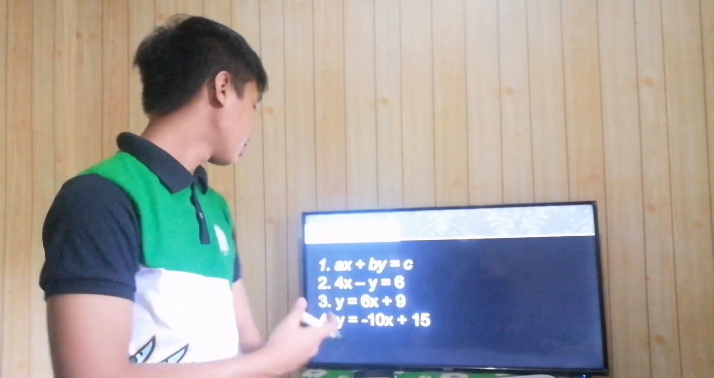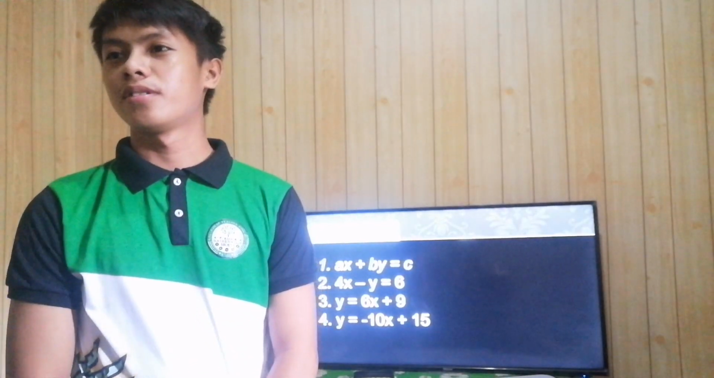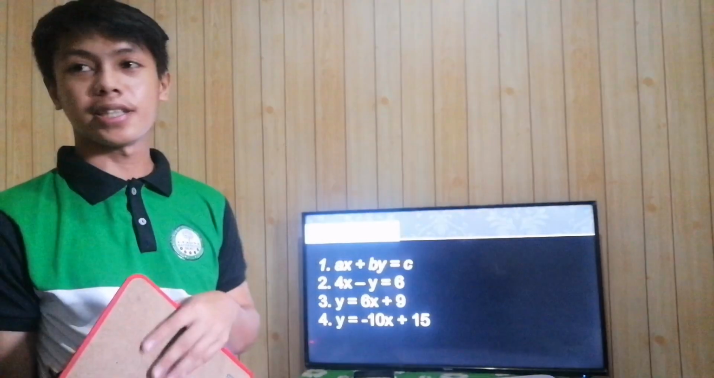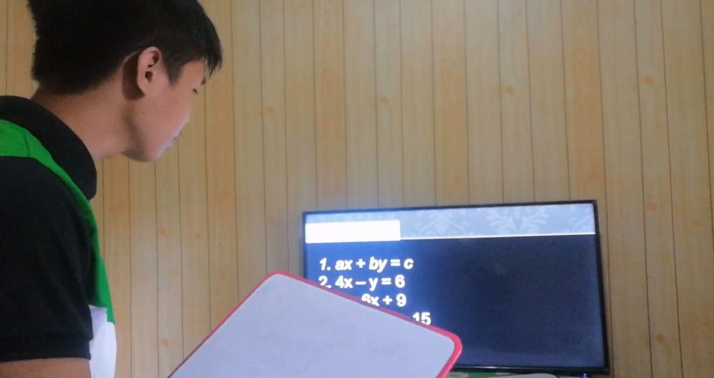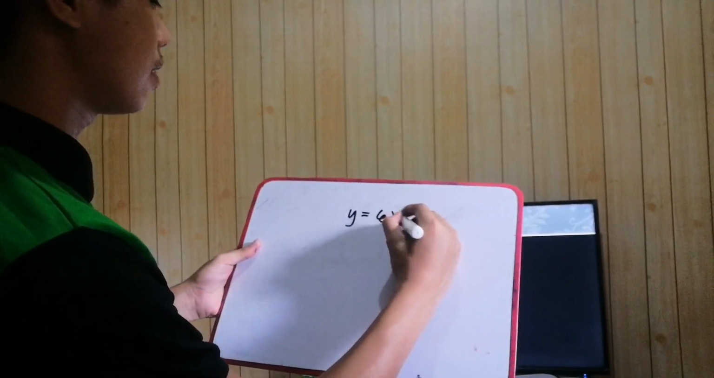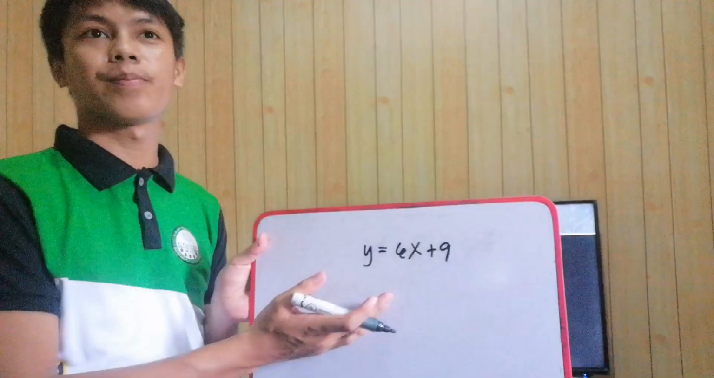So, how about our example number 3? Naka-slope-intercept form siya, no? Kasi y, yung nauna. y is equal to 6x plus 9. So, ano naman ang ating gagawin para maibalik siya sa kanyang standard form? So, let's find out. So, okay, example number 3. So, y is equals to 6x plus 9. So, naka-slope-intercept form siya.